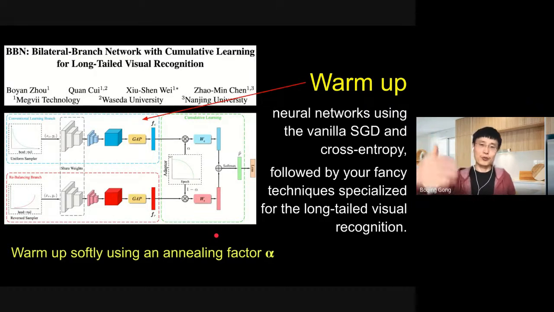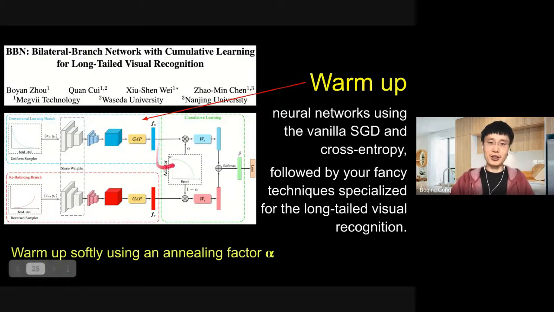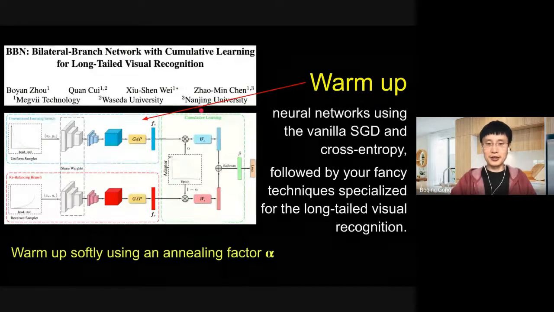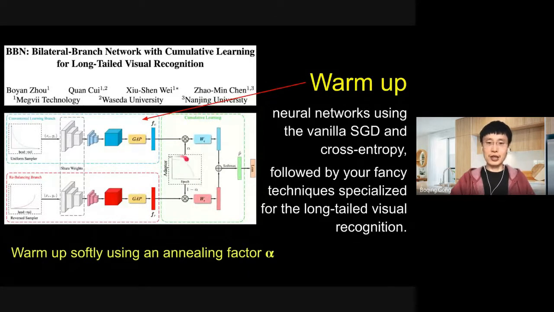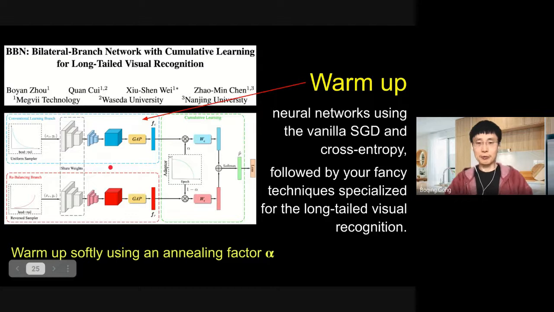All the previous works we reviewed have a very clear boundary between the two stages. Stage 1, warm up. Stage 2, your fancy techniques specialized for long-tailed visual recognition. Interestingly, in the paper shown here, there is no clear boundary between the two. Instead, they use an annealing factor to smoothly connect the two. The annealing factor changes over time, over different epochs. Therefore, at the beginning, we still warm up the network, and gradually we apply rebalancing techniques to tailor it for the long-tailed visual recognition problem.